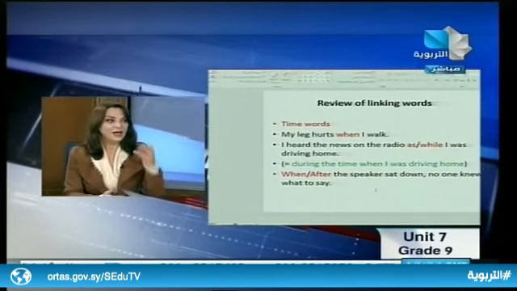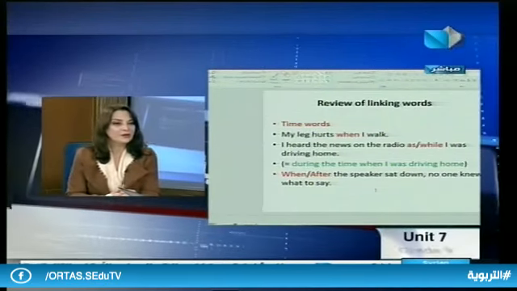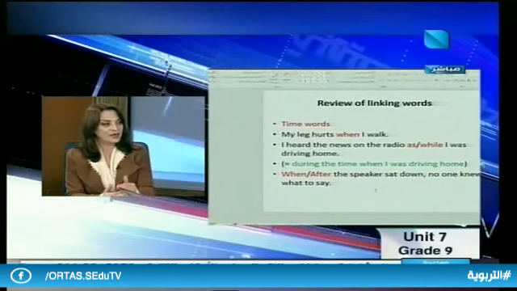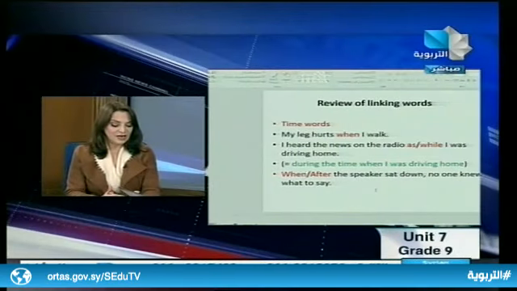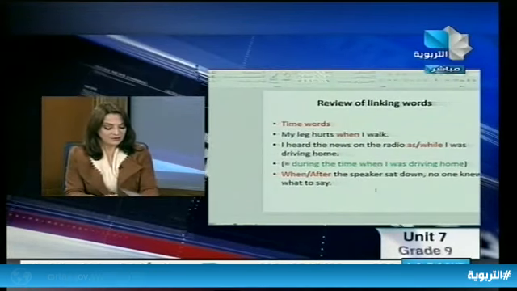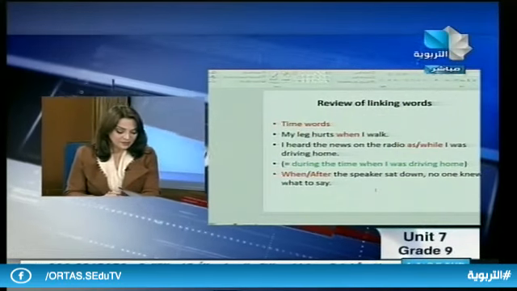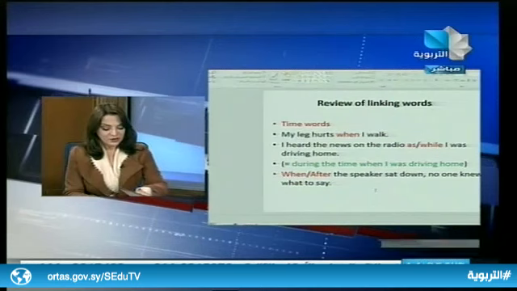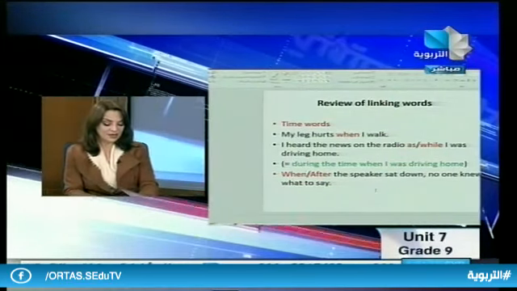So here we have the interruption. I heard the news. We have two actions, something interrupted something else. We have an event which interrupted another event that was going on. So my driving home was going on. I was driving home, and I heard the news. This is past simple. So during the time when I was driving home, something else happened, which is I heard the news.